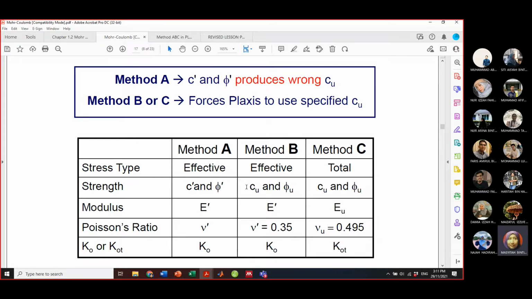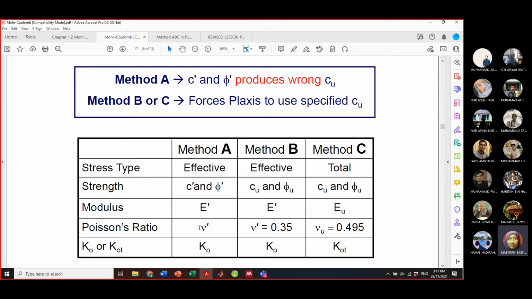So yang ni yang saya kata dia berbeza bila you choose for A dan juga B. Kalau you buat kaedah A dalam pad C, dia akan produce you wrong answer. So basically untuk method B ni, even though it is effective stress, but the strength is in the total stress. Modulus untuk method A, method B masih lagi sama.